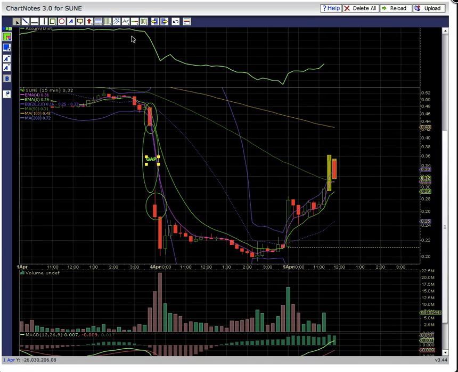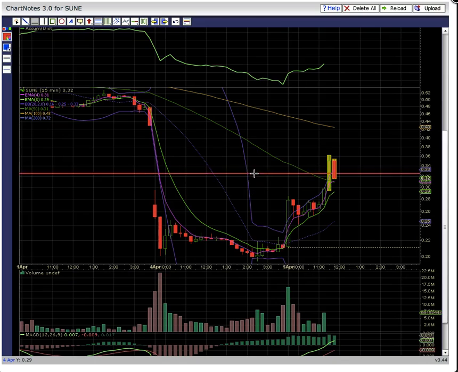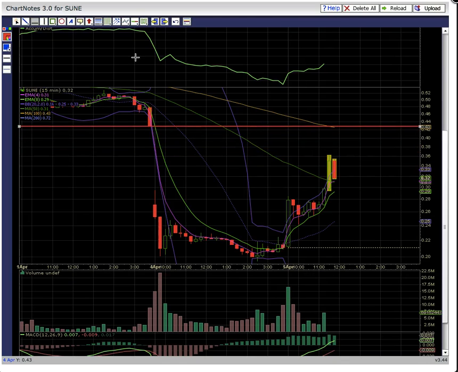Okay, so what we have here is well-defined targets. The top of the gap is right here at the bottom of this candle. So the low of day on the first day of the gap creates the top of the gap, and then the high of day after the drop creates the bottom of the gap.